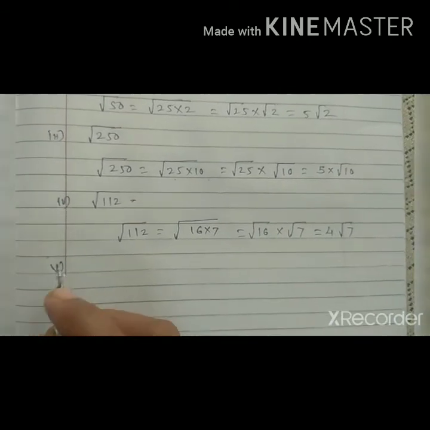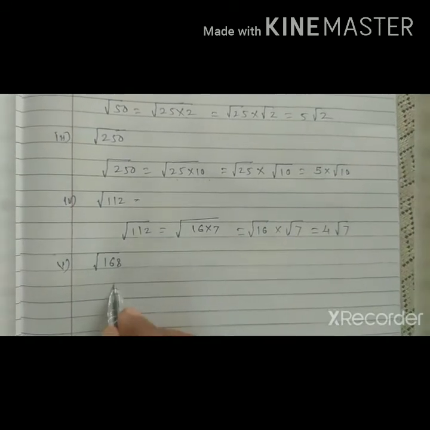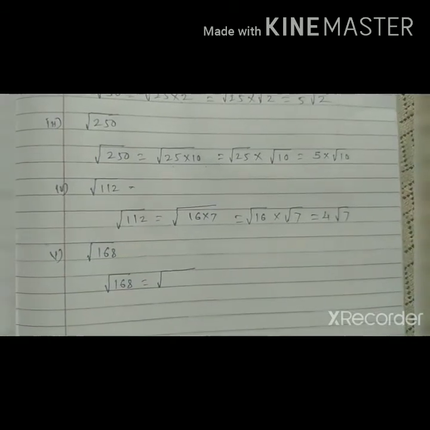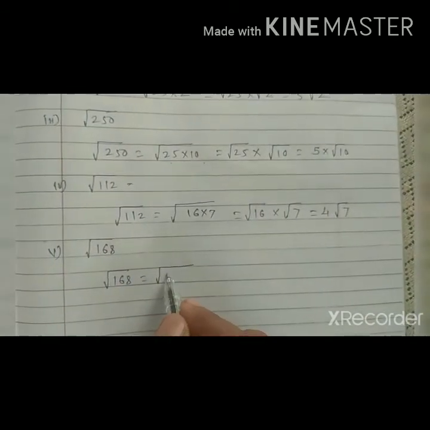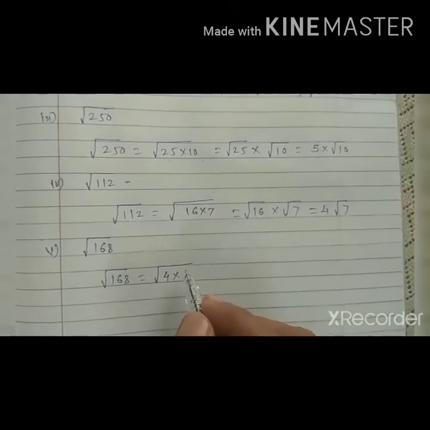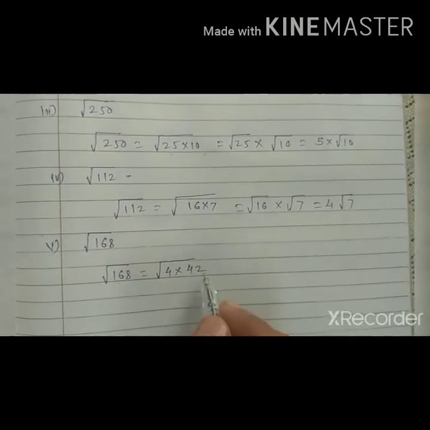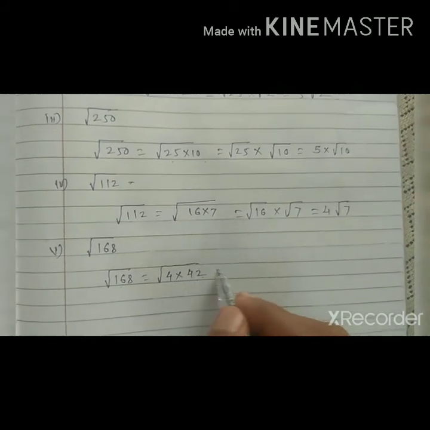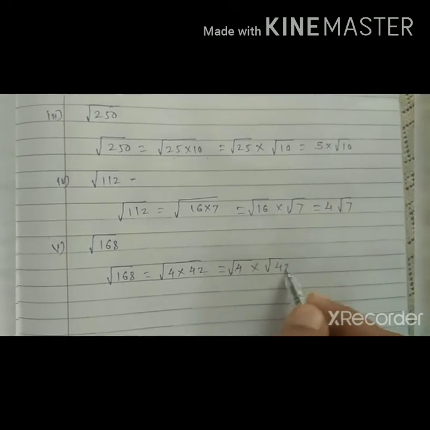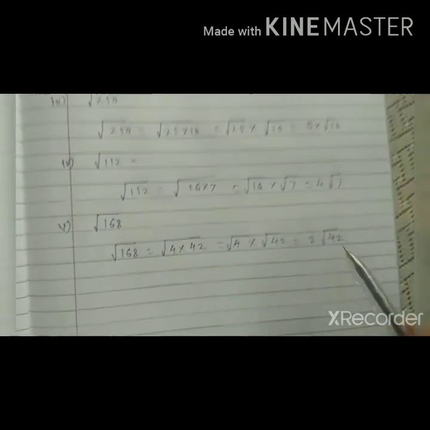Next, fifth, root 168. 168 is equal to 4 into 42. So root 4 into root 42. Root 4 is 2 into root 42. Got it?